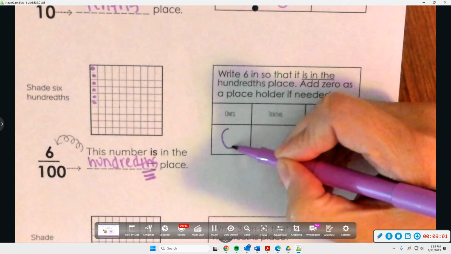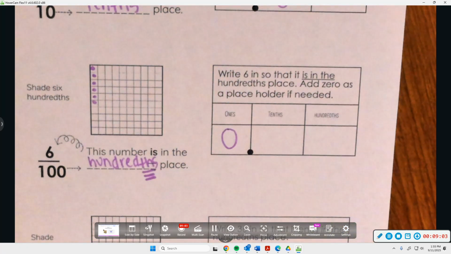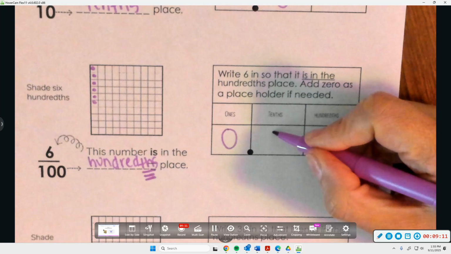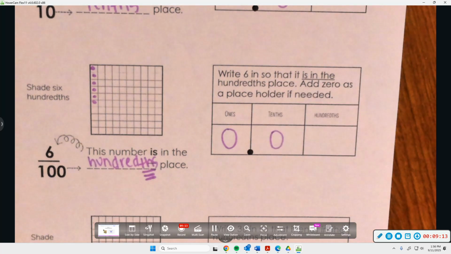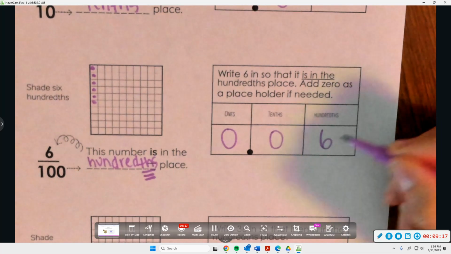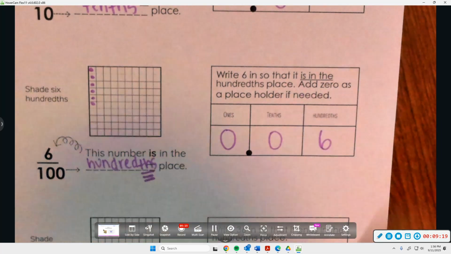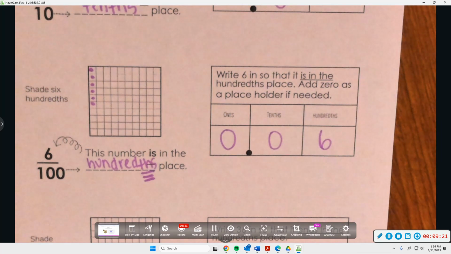Or leave it. Now, here's the tricky part. Jensen, what would I put in the tenths place? 0. I don't have any. But then what goes in the hundredths place? A 6. So 0.06. So that decimal represents 6 hundredths. Okay?